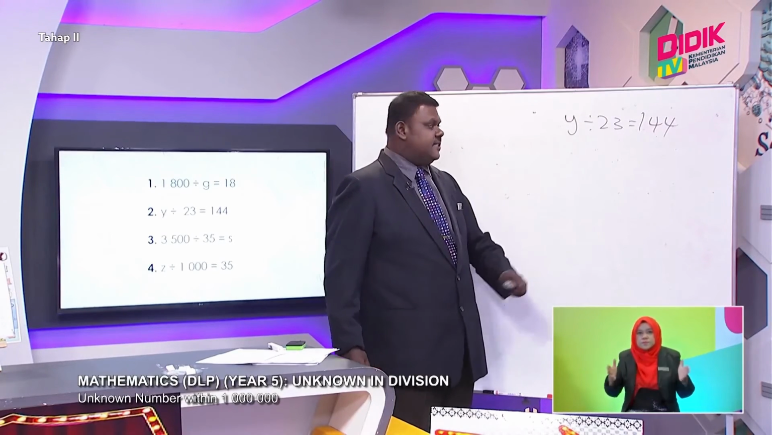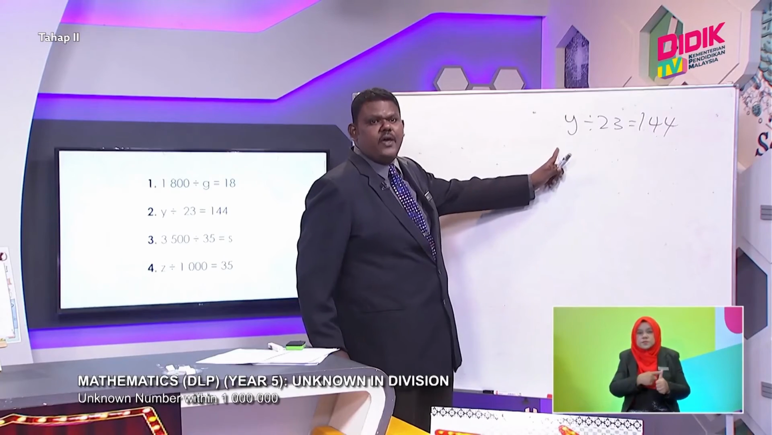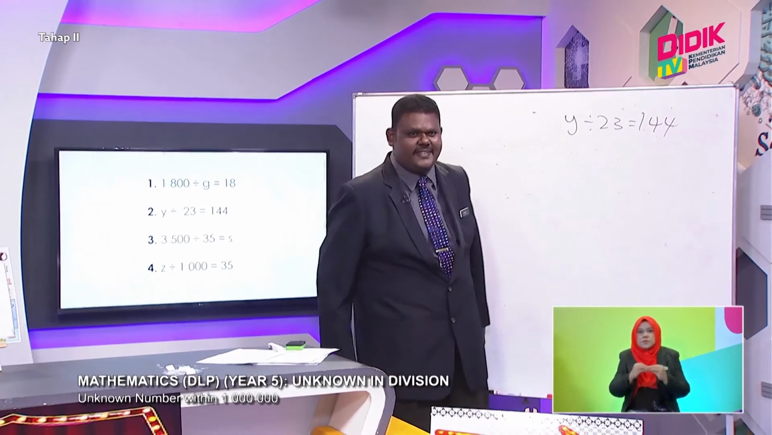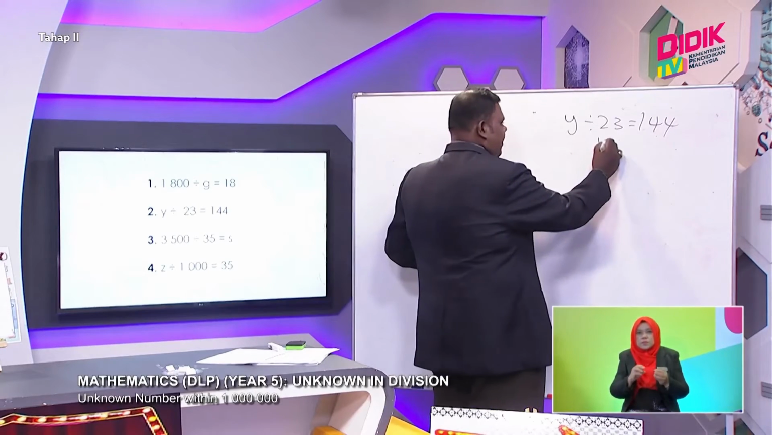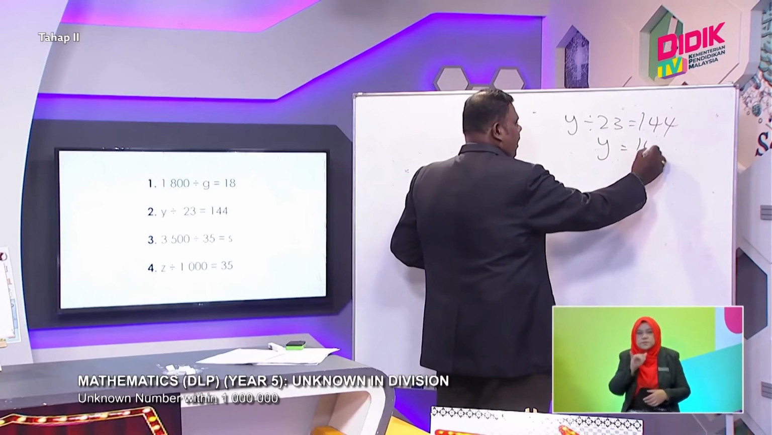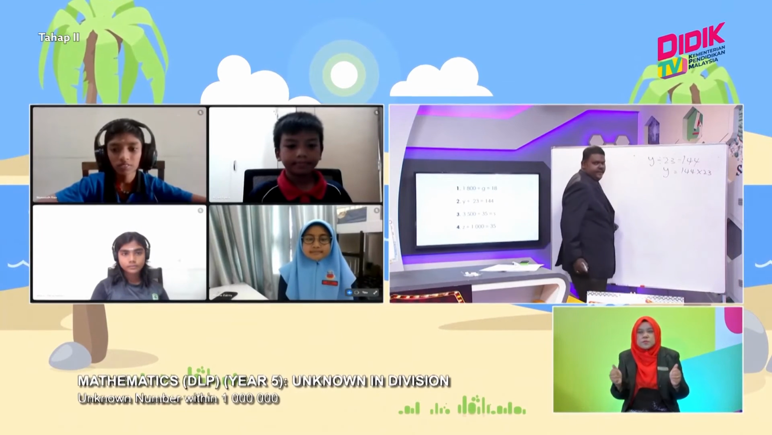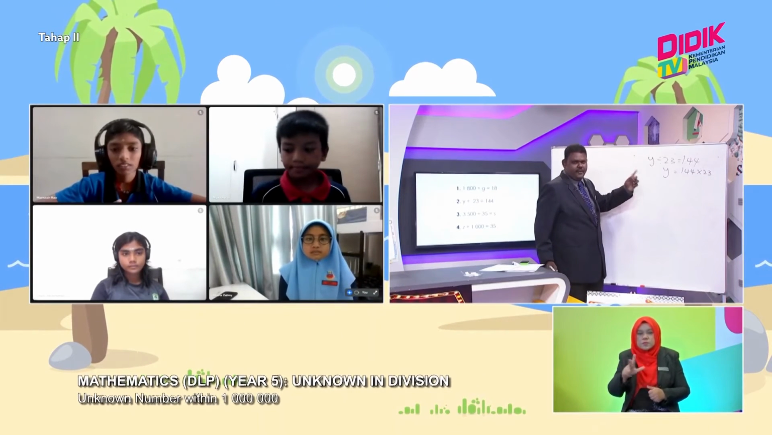As I said just now, in division, the first number is the biggest number. To find the answer for the first number, you have to multiply all the numbers, including the answer. So to find Y, you have to take 144 multiplied with 23. Then only you will get the answer for the unknown number.